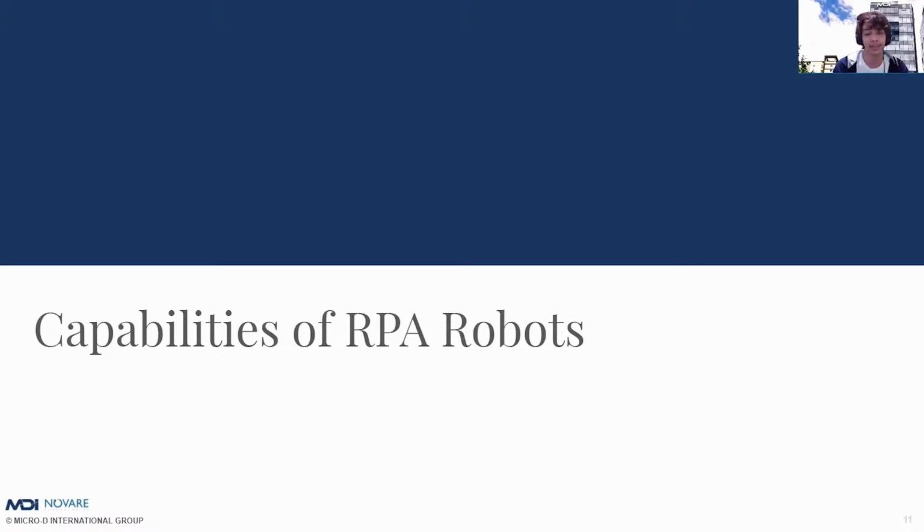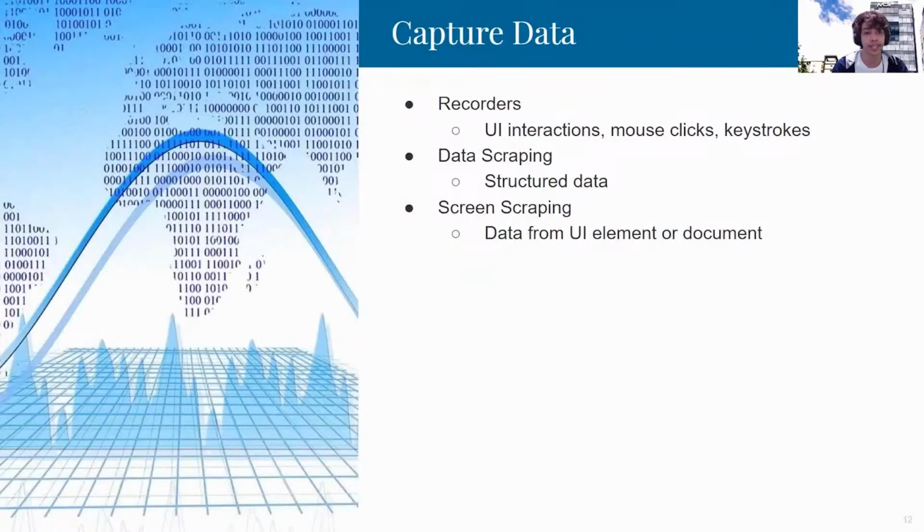Now let's take a look at what RPA robots are capable of doing. They are capable of capturing data, running applications, triggering responses, and communicating with other systems. First off, we have capturing data. Here are just some of the features that make it possible to capture data.